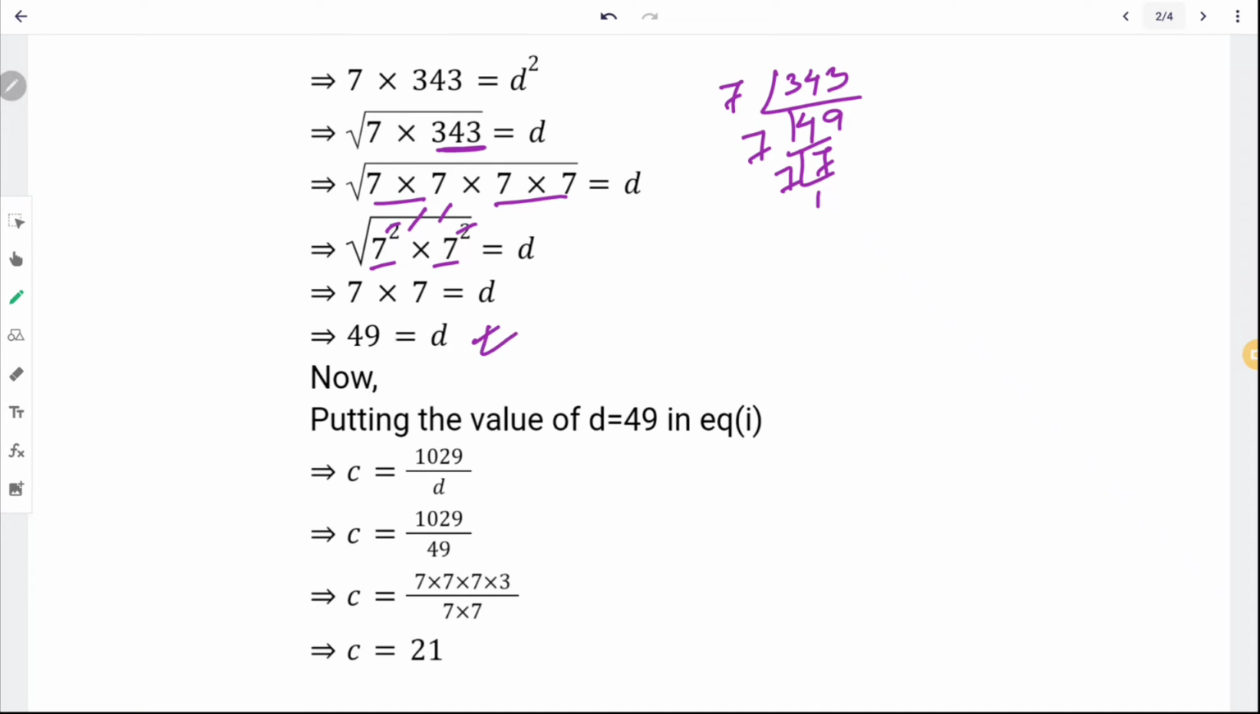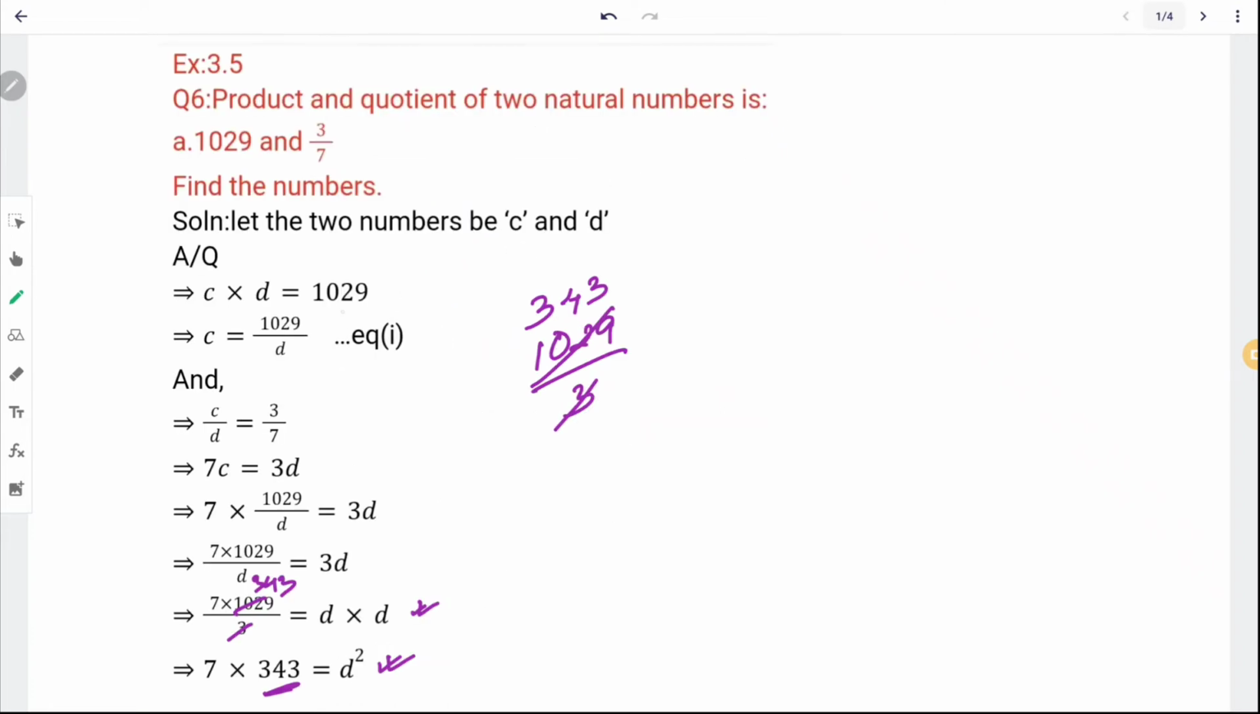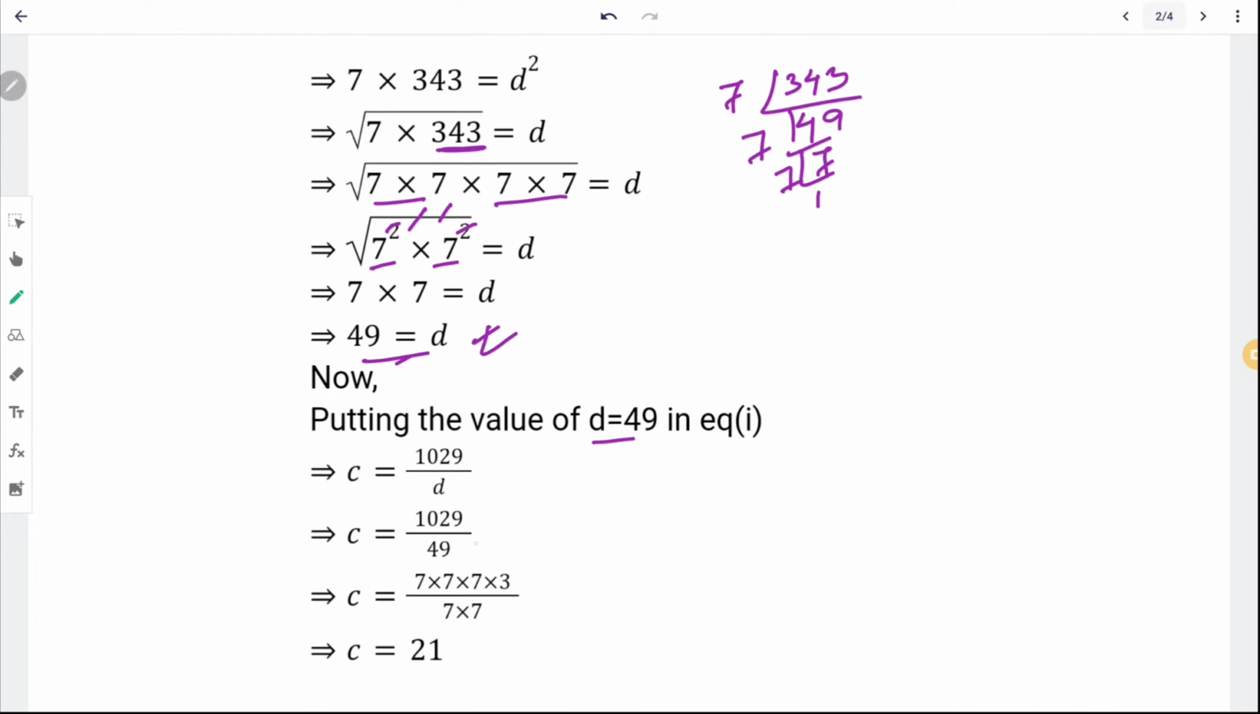So now we got one of the natural numbers. D, how much did we get? We got it to be equal to 49, but we still have to find C, right? So what are we going to do? Putting the value of D equals 49 in equation 1. If you go back again, equation 1 is C equals 1029 by D. We got D now. So you can see here, this is equation 1, and I've put the value of D here.